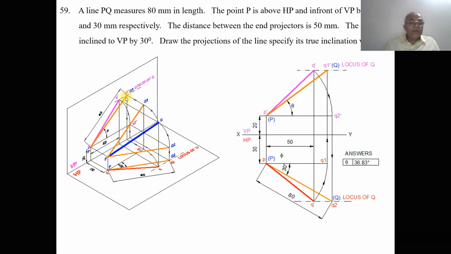So join P dash and Q1 dash with a little bit thicker line than the XY line. As we know that this is the true length, you mark this as Q1 and Q1 dash, capital Q1, and this as capital P. So this is how you will be able to analyze this problem.